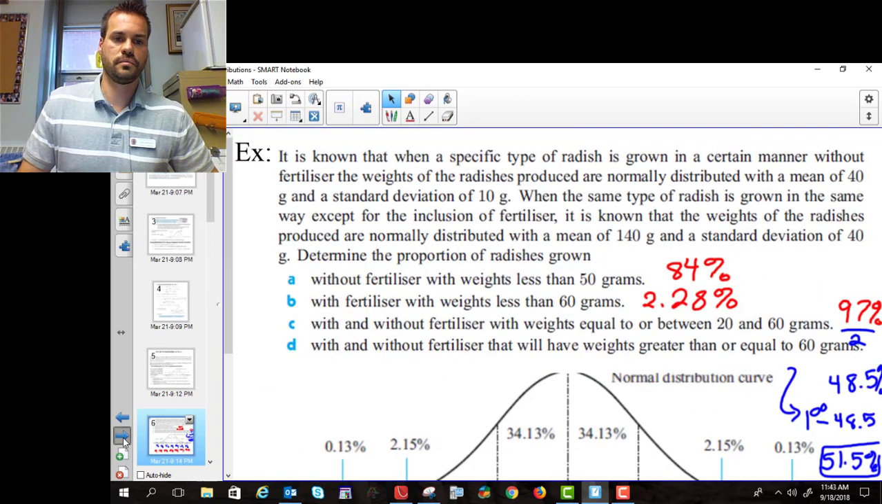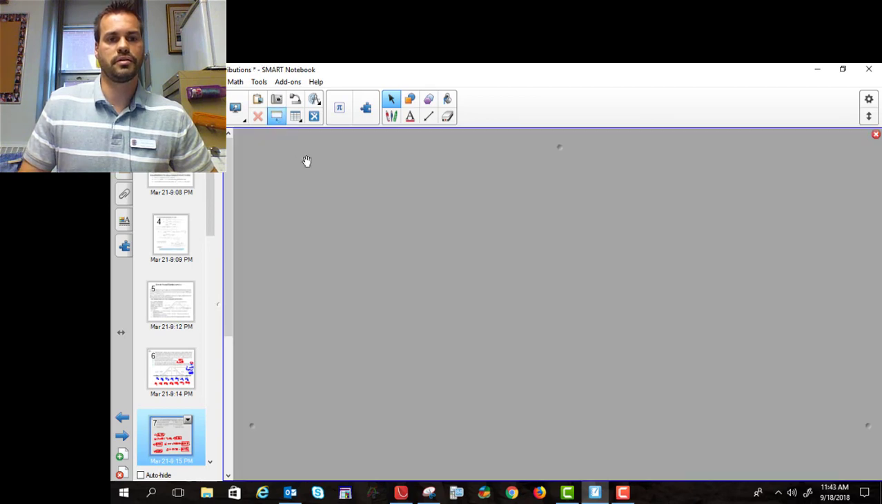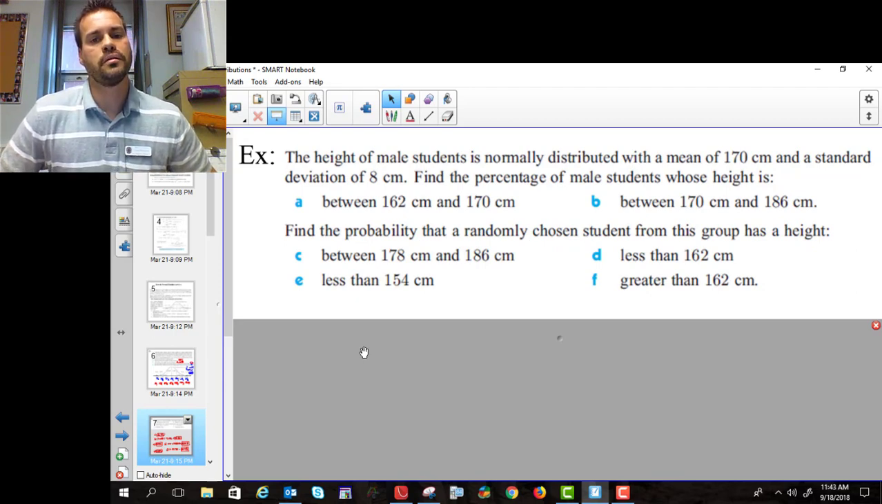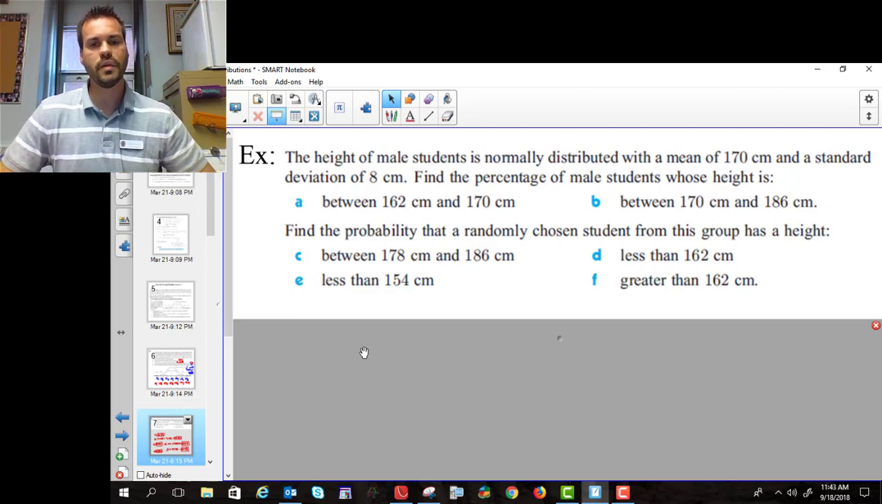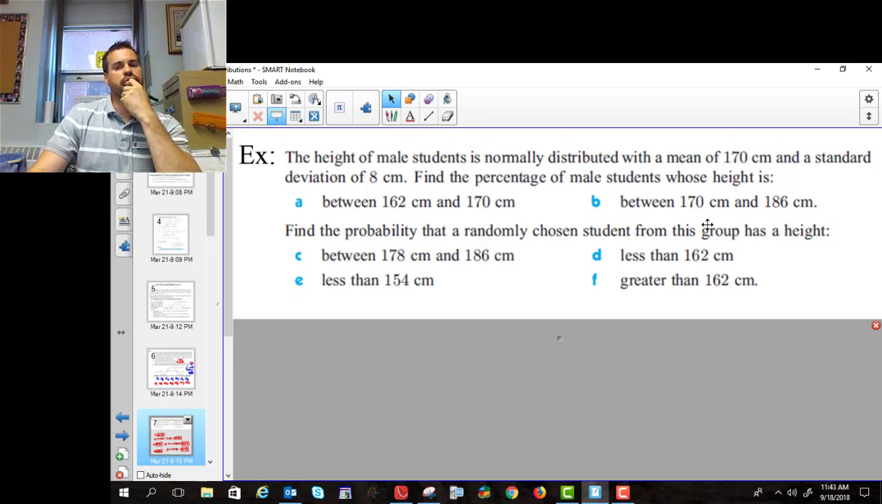So let's look at a question here. The height of male students is normally distributed, and it has a mean of 170 centimeters and a standard deviation of 8. Find the percent of male students whose height is between 162 and 170. That's a difference of 8 centimeters, so that's 1 standard deviation from the mean.